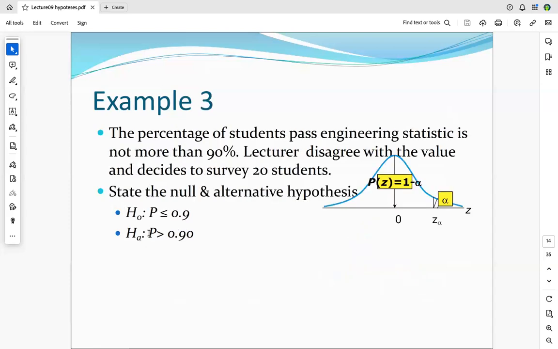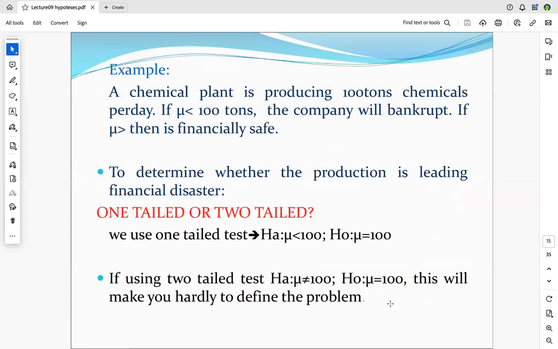So example number 3 is the student passing rate is not more than 90%. Not more than, in other words, means lesser or equal. But our alternative will be higher. So in other words, if it's higher, we reject the null hypothesis. So our tail is on the right side. So, yeah.